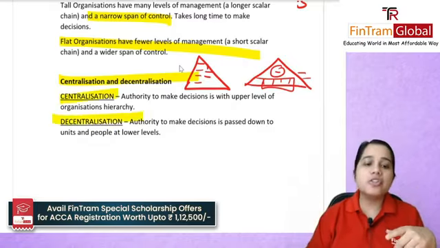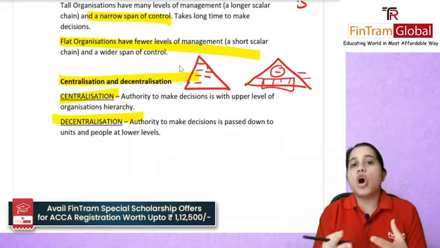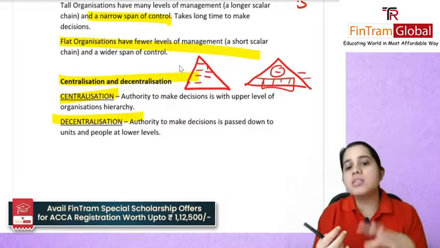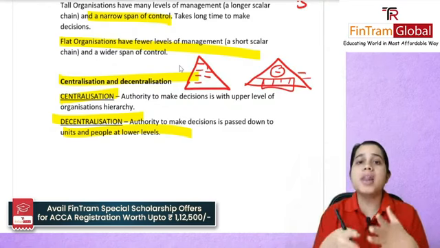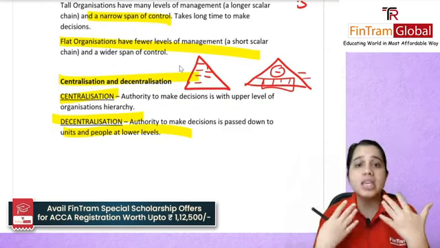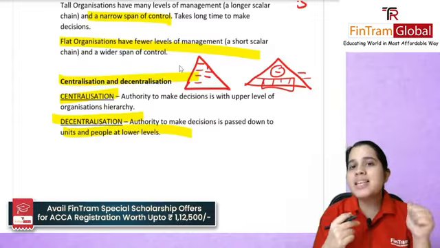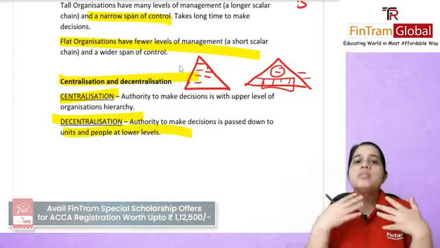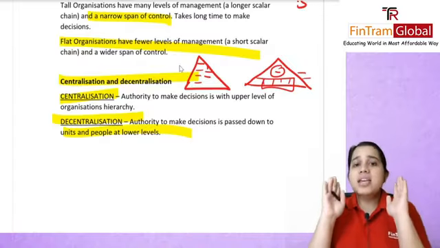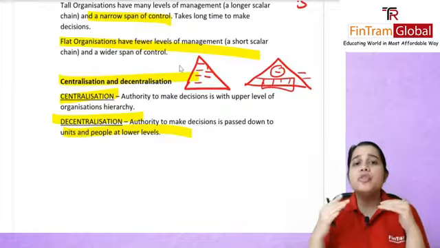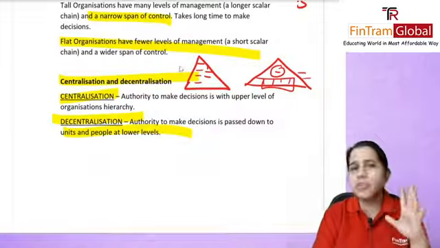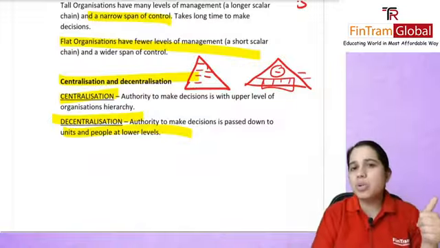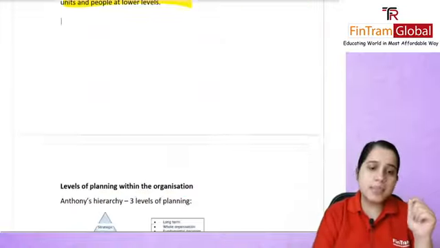However, in a decentralized organization, this authority to make decisions is passed down to the units and people who are at the lower levels. People at even the operational level can make decisions. That will be known as decentralization. The benefit is, of course, that if you decentralize, then your senior management can focus only on the main strategic things and the overall picture, and they don't have to see the day-to-day problems that are arising.